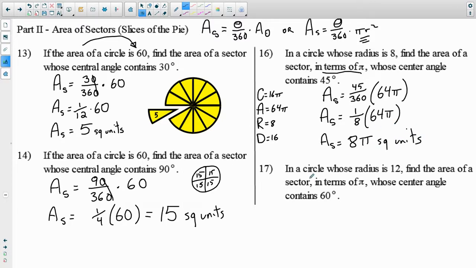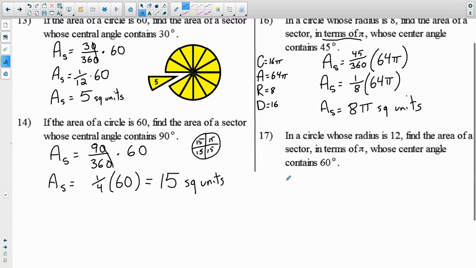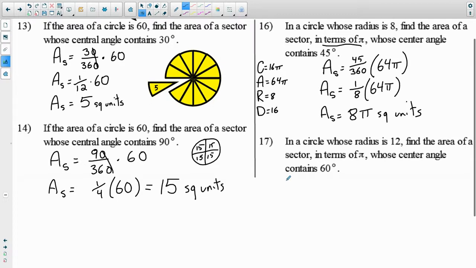And then finally, the last problem down here, it's a very similar problem where they're giving me the radius. In a circle whose radius is 12, find the area of a sector in terms of pi, once again, whose central angle is 60. All right, well, I'm going to card up because I find these problems easier to do to find the area right away. So the radius is 12. Sure, my diameter is 24. Sure, my circumference is 24 pi. But most importantly, it makes my area 144 pi. Good, I already calculated that part of the formula.